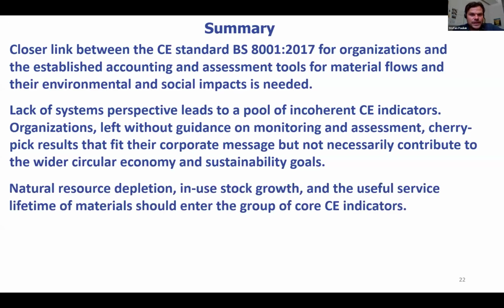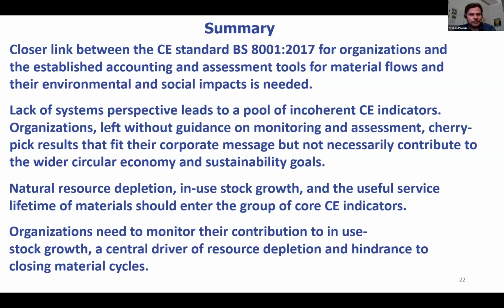And if we deplete natural resources, if in-use stocks grow, and if the service lifetime of the products generated is short, like in fast fashion, this needs to be reflected somehow in the circular economy indicator dashboard of this organization. That means, in particular, the contribution to in-use stock growth, I think, is crucial, because this is the growth that drives primary production, environmental destruction, and greenhouse gases. So this needs to be included in the monitoring. So that's what I had to say content-wise here.